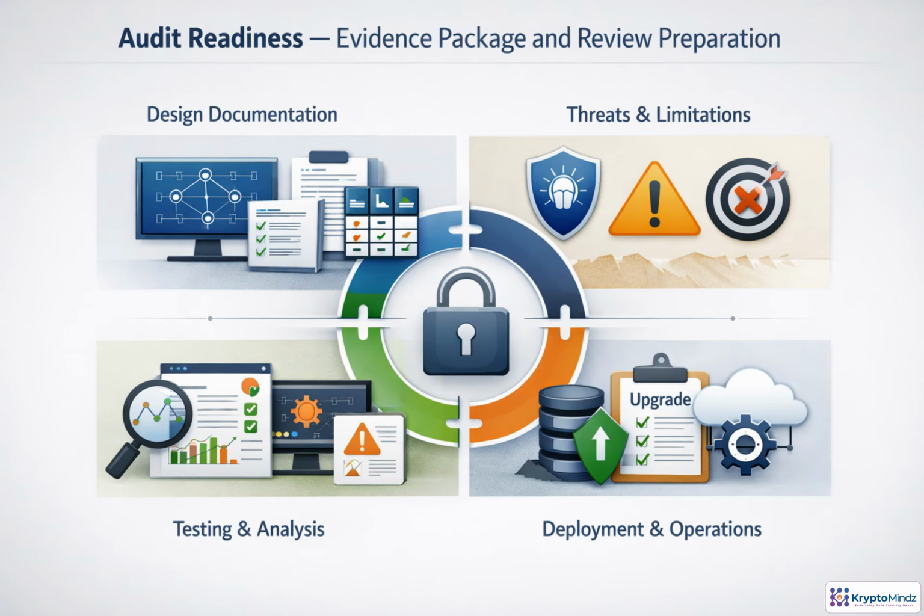Audit readiness starts before auditors arrive. The goal is to package the contract so an independent reviewer can understand what it is supposed to do, how it is secured, and how claims can be verified. That means design documents, architecture, roles, assumptions, limitations, test results, static analysis, and unresolved risks. It also means operational evidence, deployment steps, upgrade policy, and runbooks. A strong evidence package reduces back and forth and helps auditors focus on real issues.